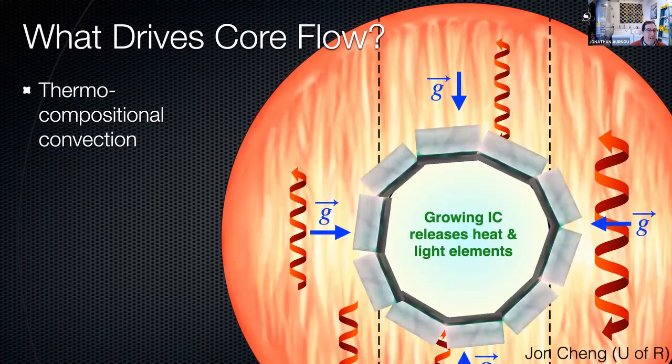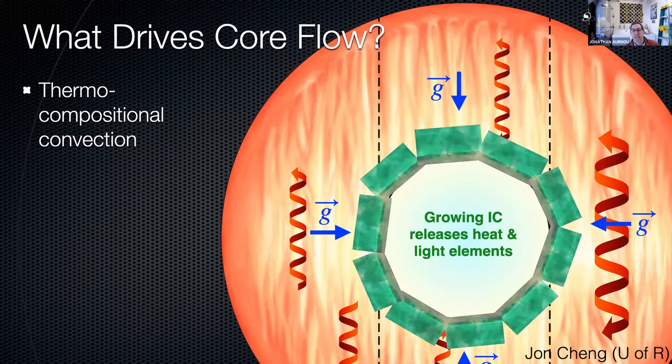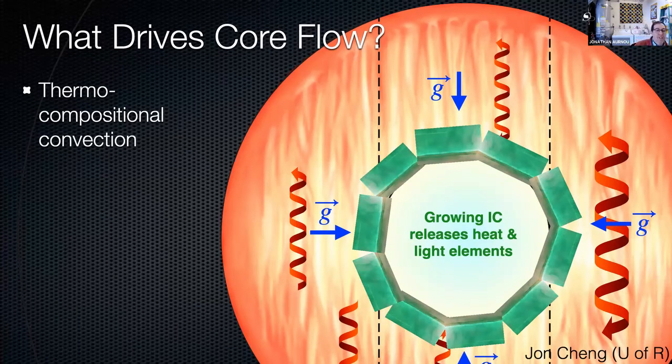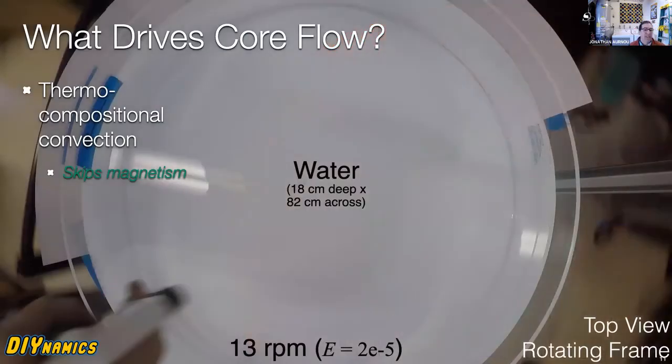And so if I go in the lab and simulate this rather inexpensively, that then drives convection, yes? So we release buoyancy and we get radial convection attempting to occur. That, though, is skipping the effects both of magnetism and rotation. Okay, so if we include rotation, it becomes a bit different. And so here's a top view on a rotating tank of water, about 18 centimeters deep by 80 centimeters across.